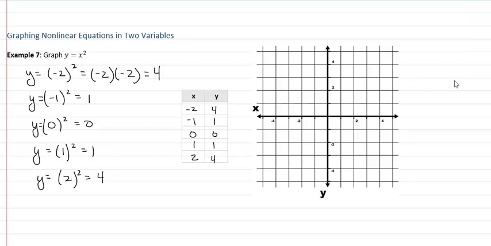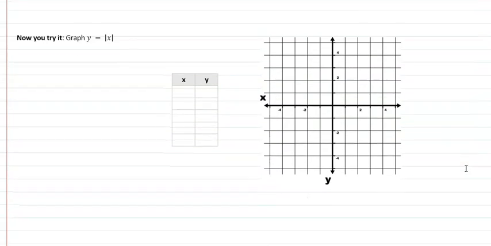So this is going to be symmetrical around the y-axis. We get -2 for x. I'm going to do this in a different color. -2 and 4. And then we get -1 and 1, 0, 0, 1, 1, and 2, 4. So this is actually what's called a parabola, and this is because this is a quadratic equation. So you'll see some of these, and you'll also see absolute value, and you'll see square roots and things like that. All right, so why don't you give this one a try?